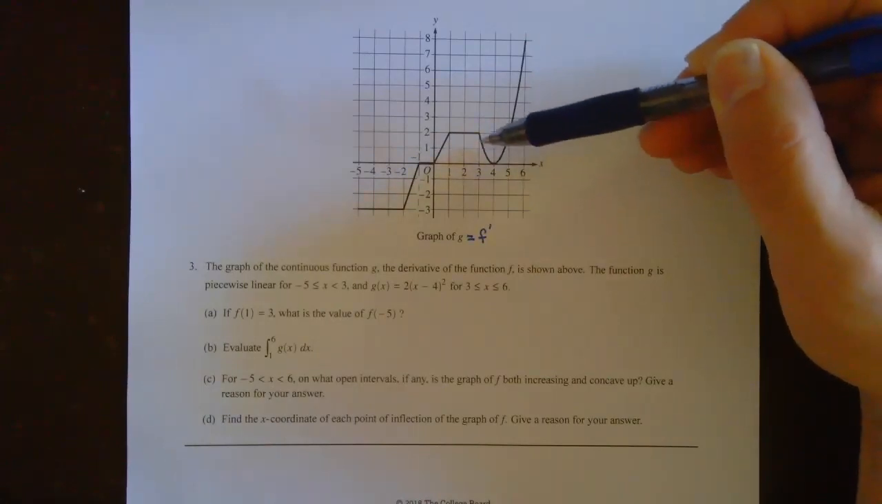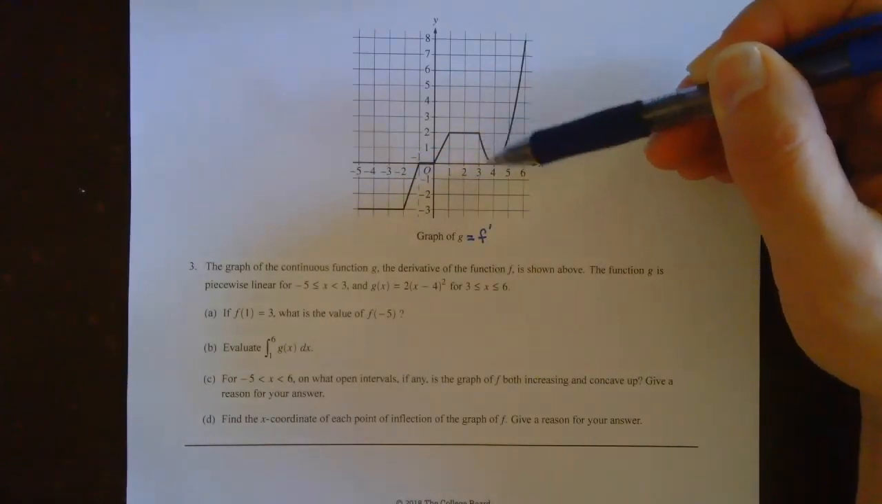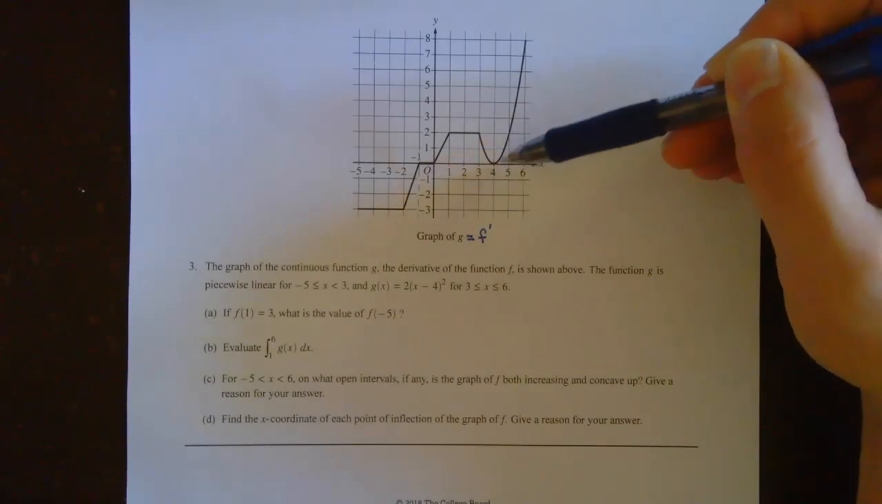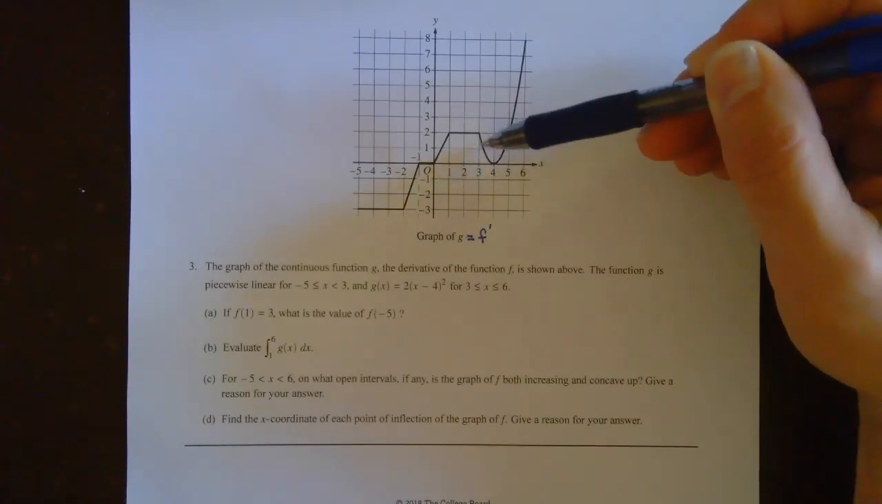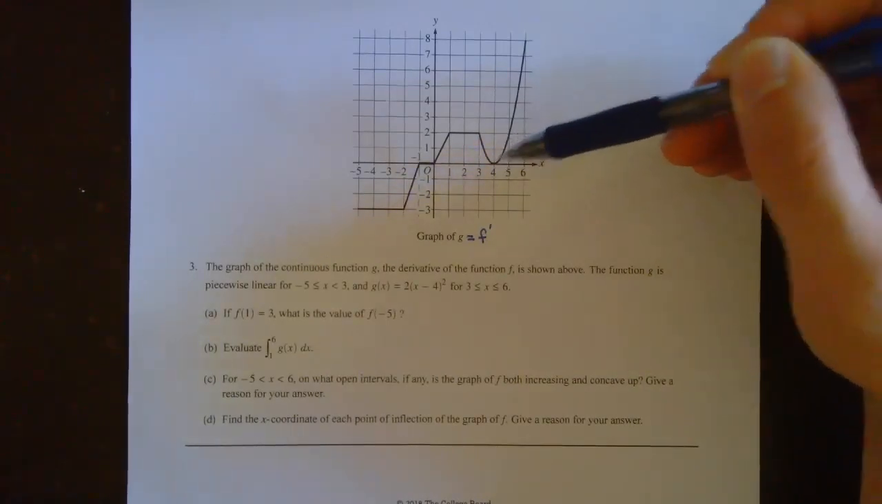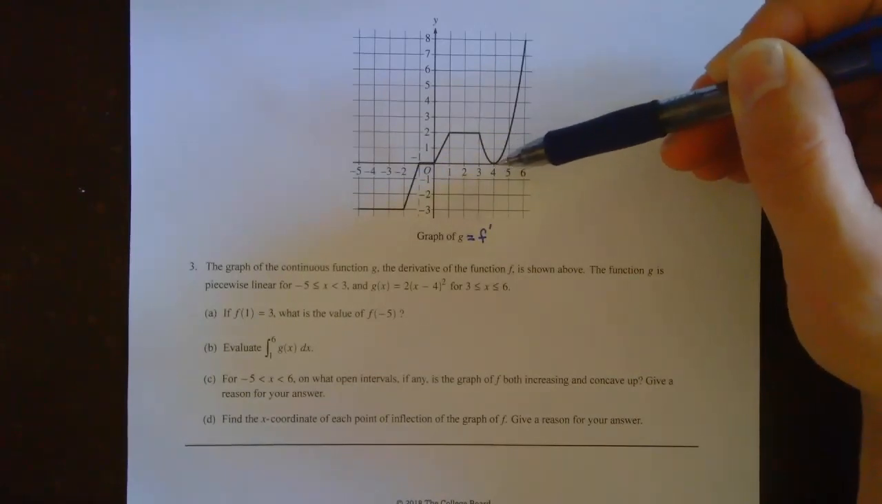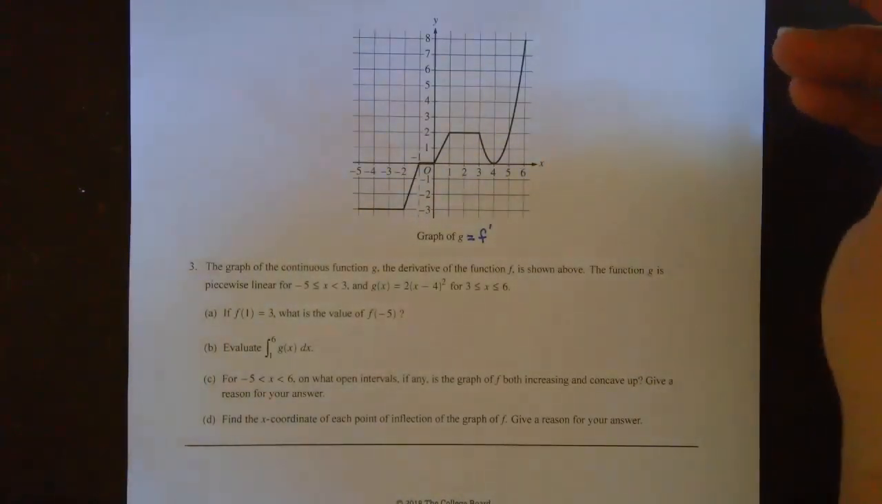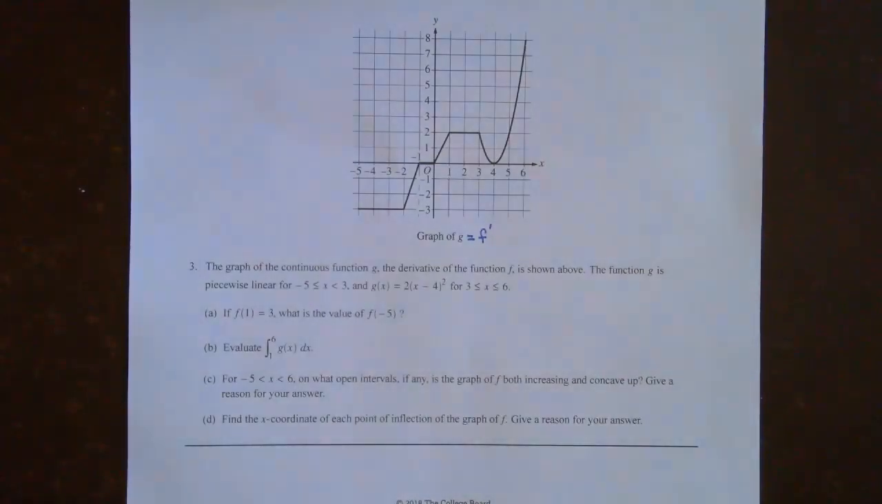So this is telling me the second derivative is negative, and right here, my second derivative is positive. So the second derivative changed from negative to positive. That's a point of inflection at x equals 4. And that's what we need to say, just what I just said out loud, okay? So we'll write it on our piece of paper.